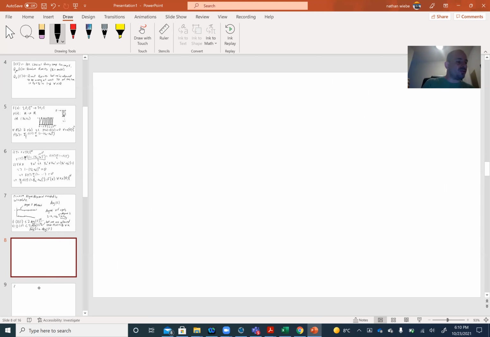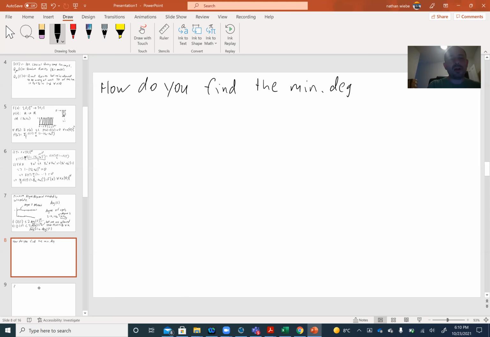So in order for us to talk about this a little bit further, I wanted to go into a little bit more detail than I went into in class. And I wanted to at least cite some of the main results that can be used in this. So the question is, how do you find the minimum degree polynomial?